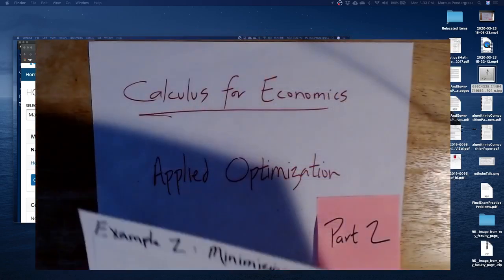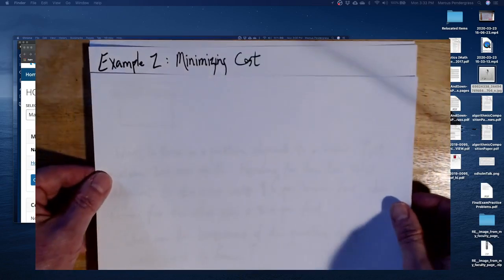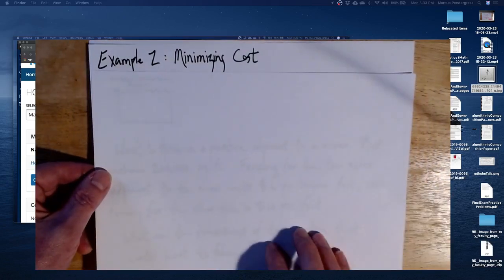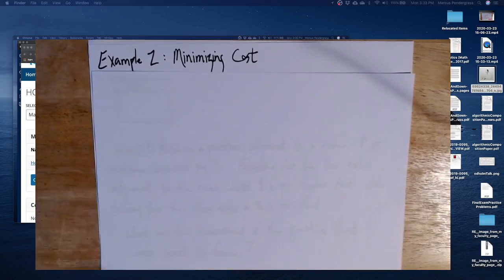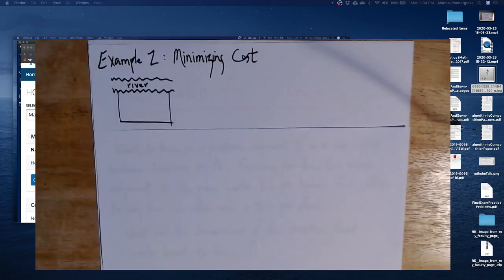The problem I want to consider now has as its goal minimizing cost. In the previous problem we wanted to maximize an area. Now we want to minimize cost. But it's kind of similar in a certain sense.